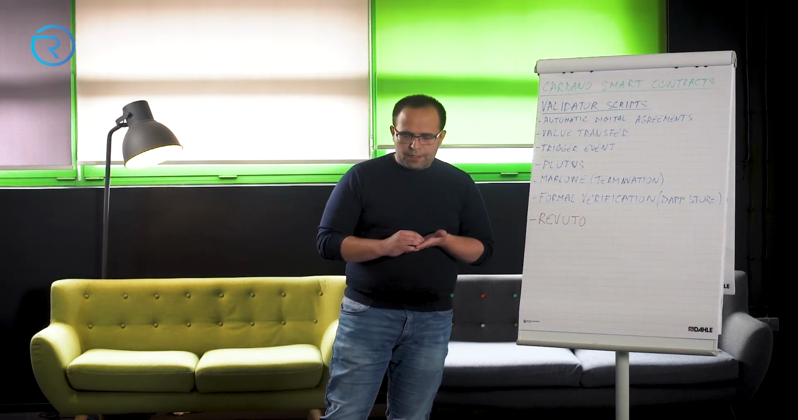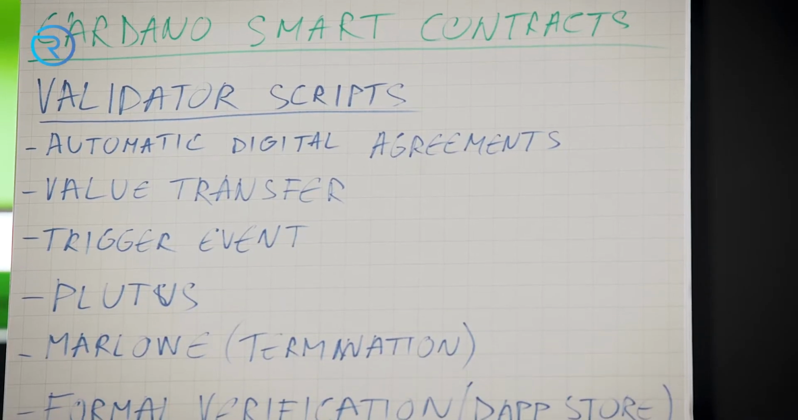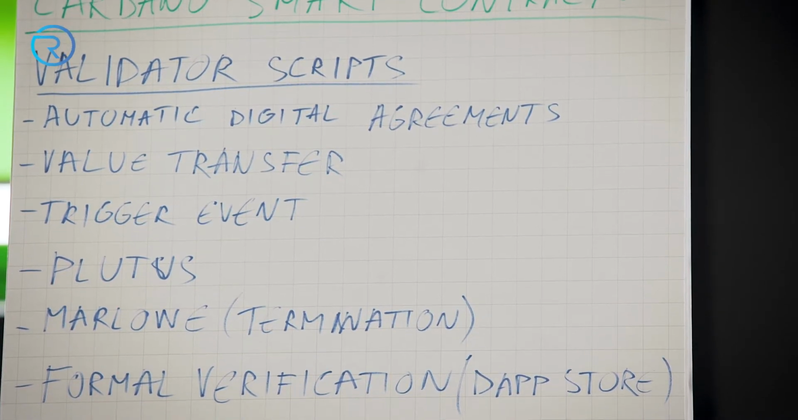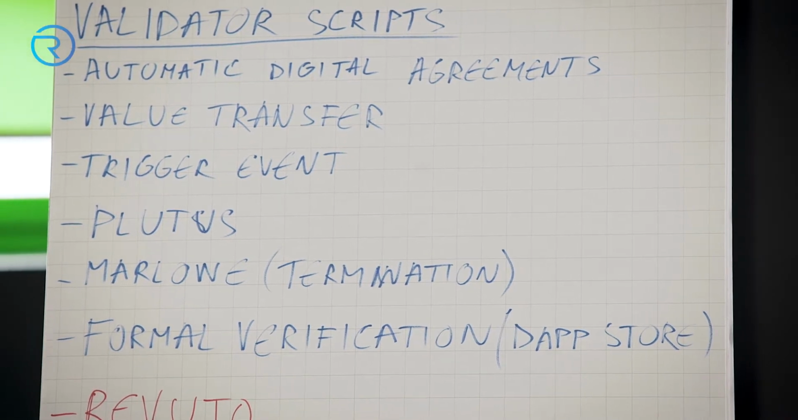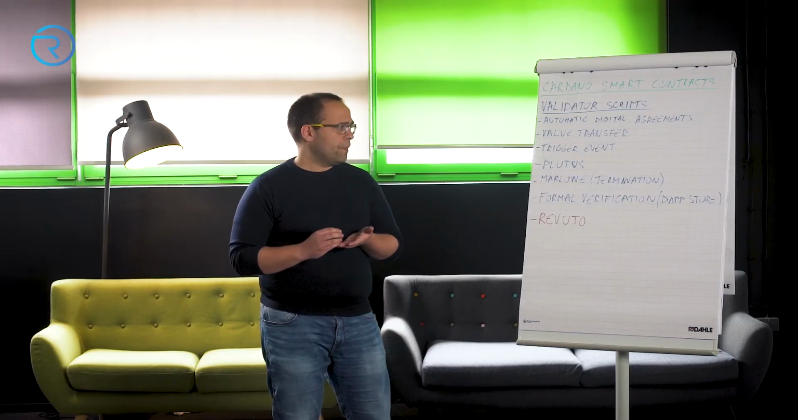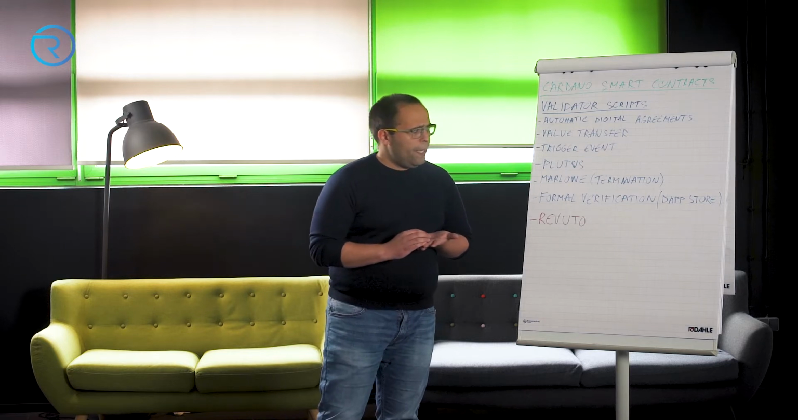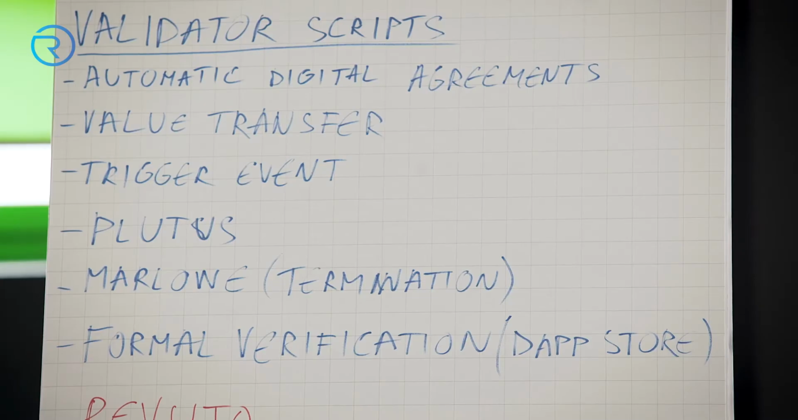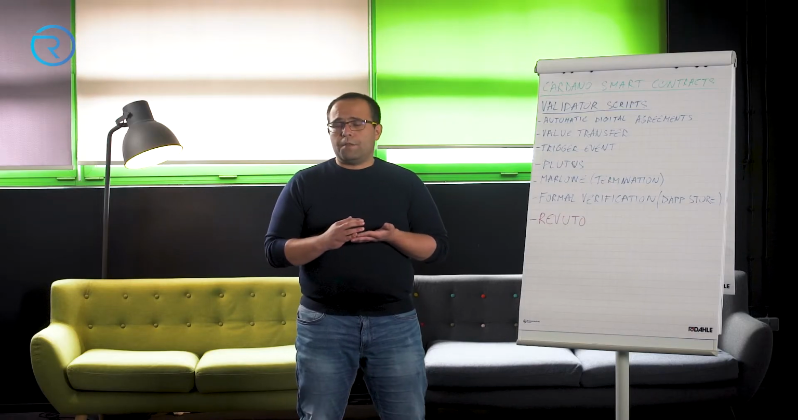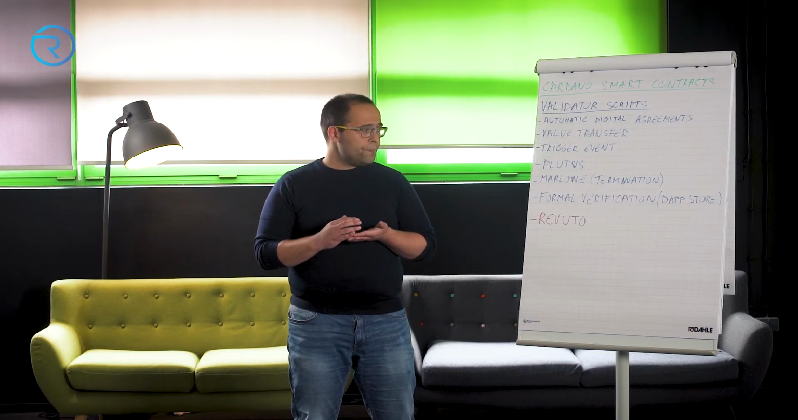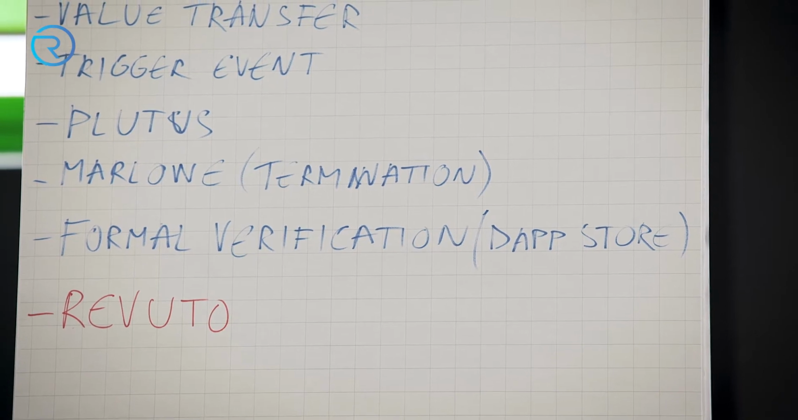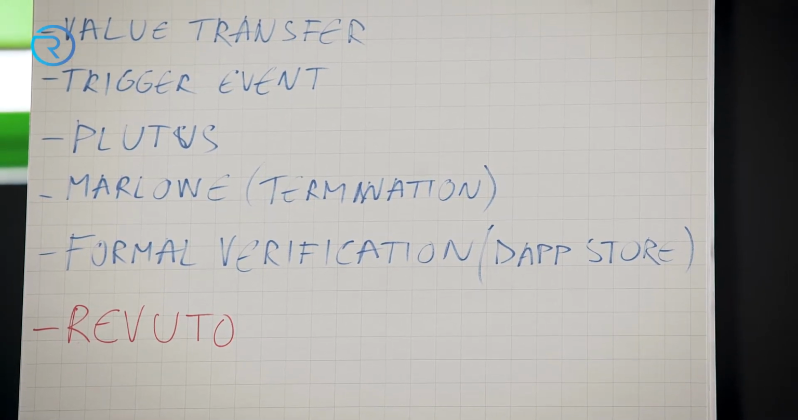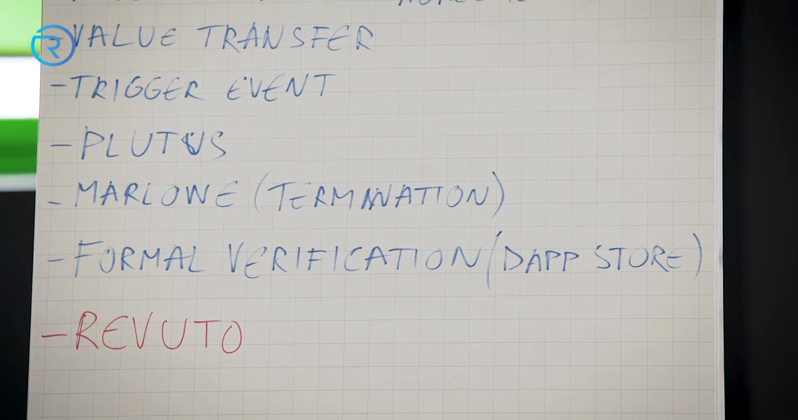Trigger event on a validator script is always a transaction. So what triggers the execution of the script is a transaction action by a user. Okay, so we have Plutus that is currently in production, and it's used as a programming language to create validator scripts on Cardano. And we have Marlowe, which is still in development and will be used in the future for creating financial specific smart contracts or validators.